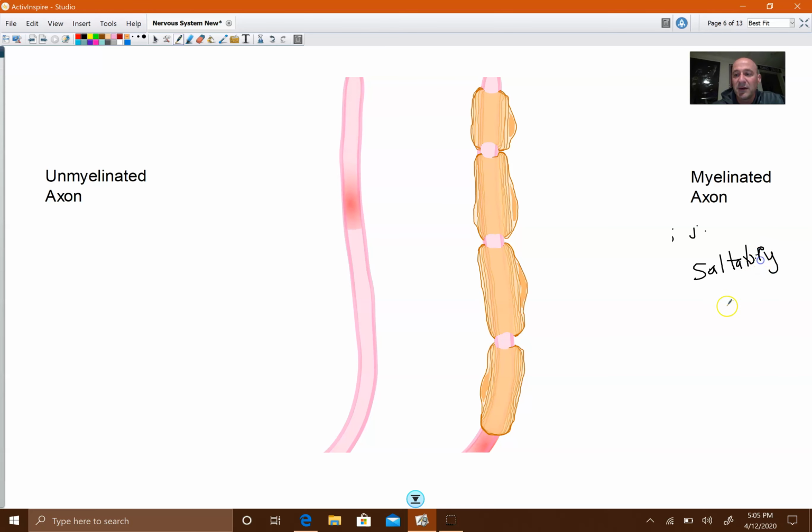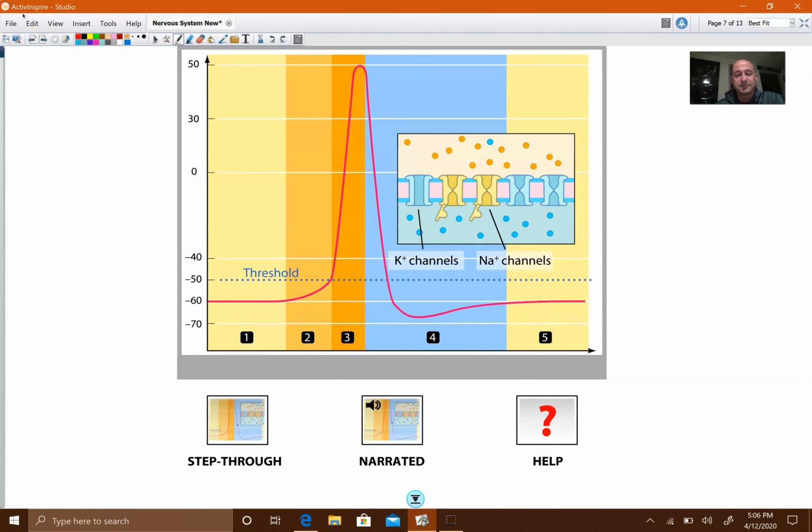Well, that's supposed to be an R. There we go. Saltatory. Wow. Conduction. You get it. Saltatory conduction. And that's what's happening here. It's jumping. The impulse is jumping from node to node to node. And that speeds up how fast the action potential, or change in electrical charge, the electrical impulse, is moving. Obviously, this is a good thing.